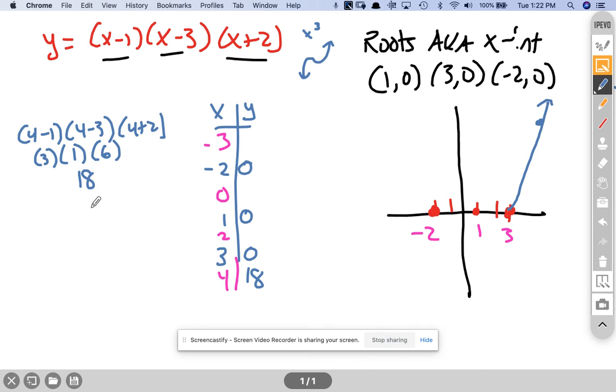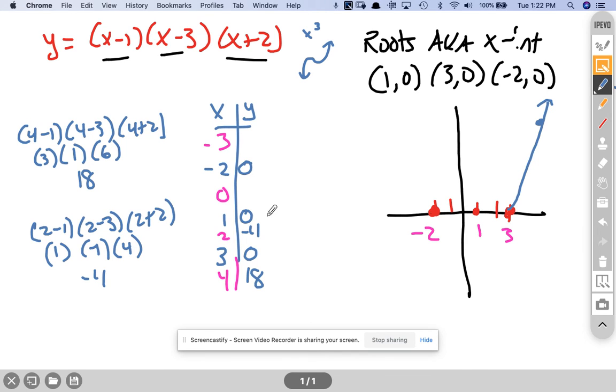So let's take 2 and plug it in. 2 minus 1, 2 minus 3, 2 plus 2. So 1 times negative 1 times 4. So I get negative 4 out. So at positive 2, I'm going to be down here somewhere. So I'm continuing to graph my curve here. If I throw 0 in, 0 minus 1 is negative 1, 0 minus 3 is negative 3, and 0 plus 2 is 2. So I get 3 times 2, which is 6. So at 0, I'm up here at 6. So if I continue to connect my blue dots, right, now I'm starting to see the little loop-de-doops here and the max and mins.